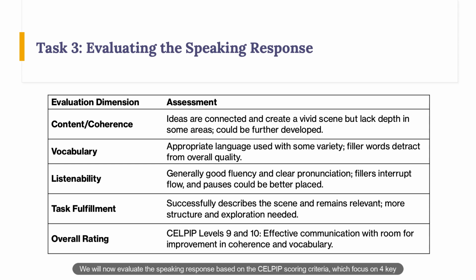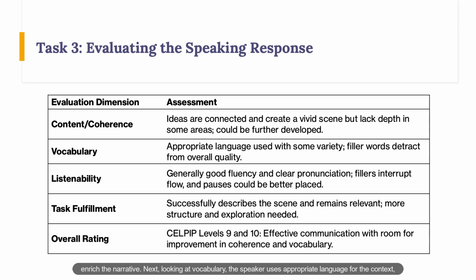We will now evaluate the speaking response based on the CELPIP scoring criteria, which focus on 4 key dimensions: content and coherence, vocabulary, listenability, and task fulfillment. First, in terms of content and coherence, the speaker describes a lively scene with several observations, including a man with a stroller, school children, and a playground. These ideas are connected and help create a vivid image of the environment. However, some points could be further developed for clarity. For instance, while the detail about the man reading a book is interesting, it lacks additional context that could enrich the narrative.